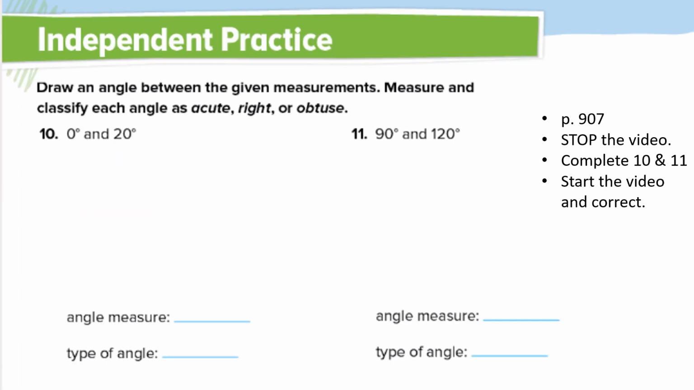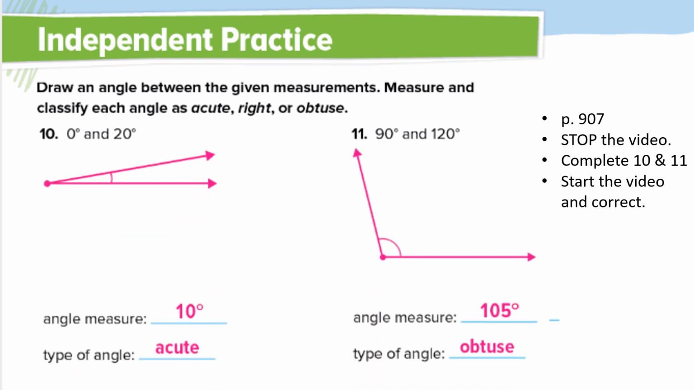Now turn to page 907. Again, stop the video, complete 10 and 11, and then start the video and correct. You can have anything between 0 and 20, anything between 90 and 120. It doesn't have to be right in the middle. Here are some possible answers.